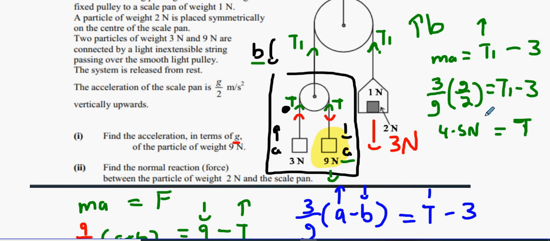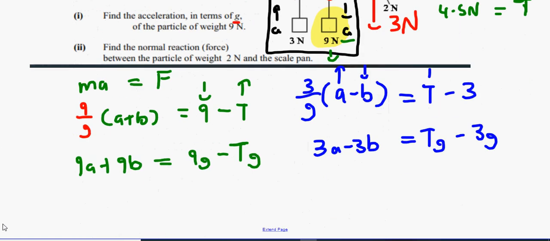4.5 newtons. But what happens to these formulas down here now that we know what B is? We all know what B is now, don't we? What is B? G over 2. And what is G over 2? Actually, sorry, I should leave it in terms of G. So B is G over 2, isn't it? What about here? G over 2.